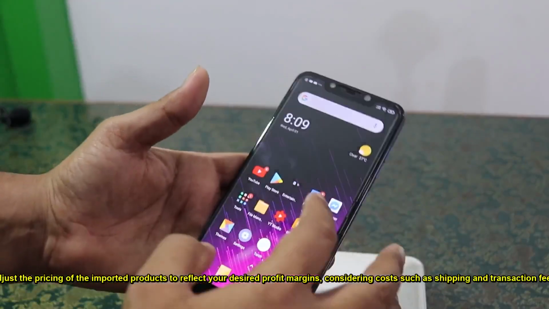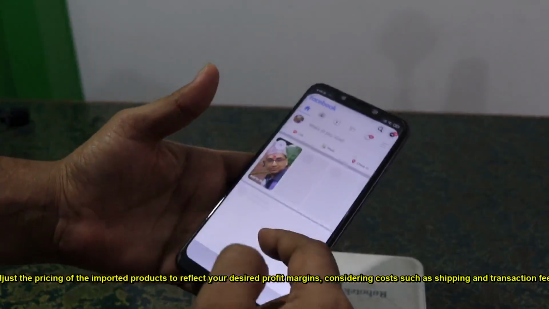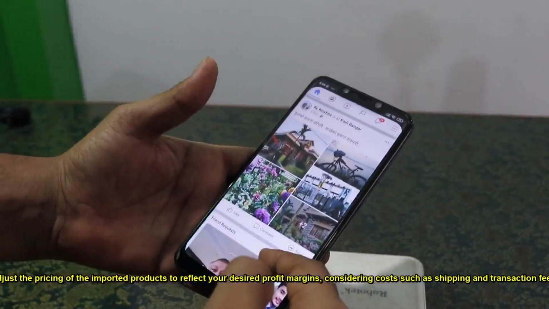Adjust the pricing of the imported products to reflect your desired profit margins, considering costs such as shipping and transaction fees. Optimize your product descriptions and images to attract potential customers and enhance their shopping experience. Implement effective SEO strategies on your product pages to increase visibility in search engines and attract organic traffic.